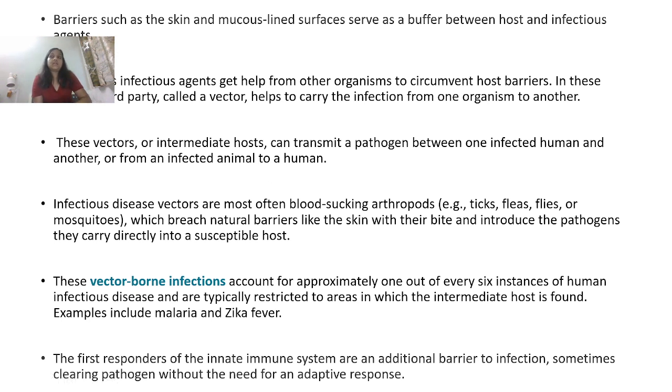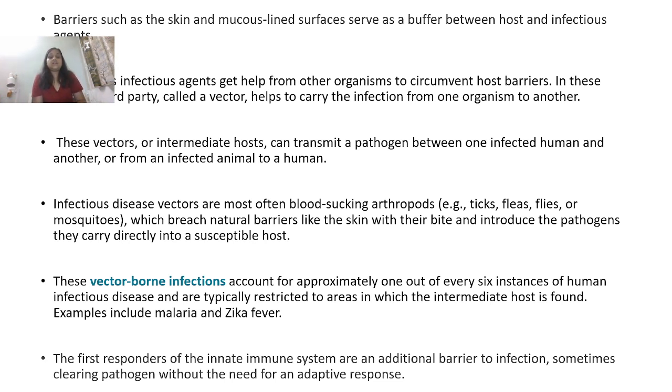I need not say the example. Here you can see the example. Infectious disease vectors are often blood-sucking arthropods, for example ticks, fleas, flies, or mosquitoes, which breach natural barriers like the skin with their bite and can introduce the pathogens they carry into a susceptible host. The most common thing we can see every day with our naked eye is the mosquito, which can harbor a lot of pathogens inside it, and it can cause different types of disease. Though different mosquitoes cause different types of disease, not the same mosquito will cause malaria and dengue.